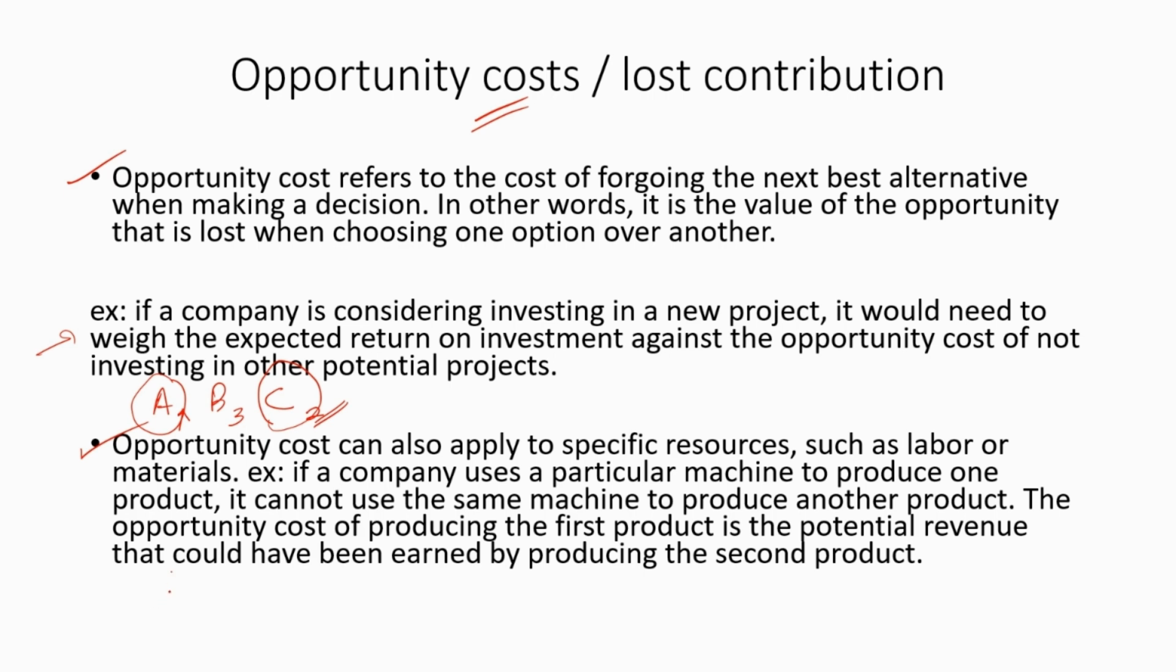Let's say there is a machine A in a company. This machine can be used to produce two products. Let's say product 1, product 2. If the machine is used to produce product 1, the machine cannot be used to produce product 2. Because of that, the revenue from product 2 will be lost. This is the lost contribution. Because we selected product 1, we have lost the contribution of product 2. The basic idea of opportunity cost or the lost contribution is losing the next best alternative when a decision is made.